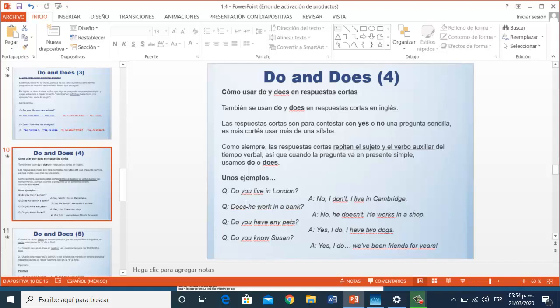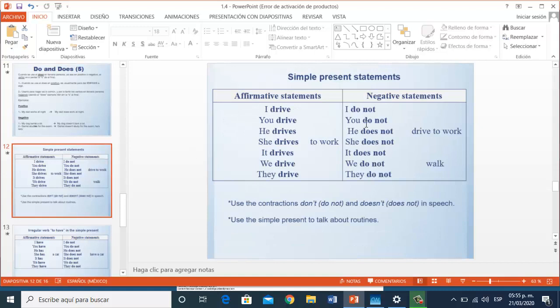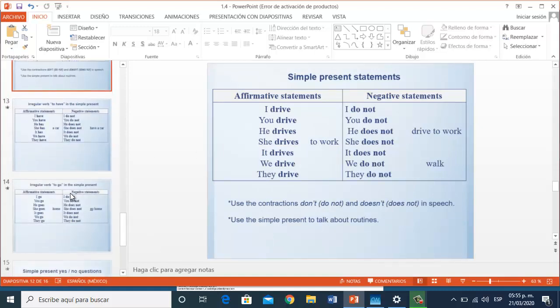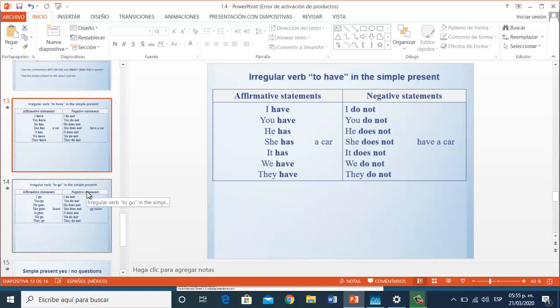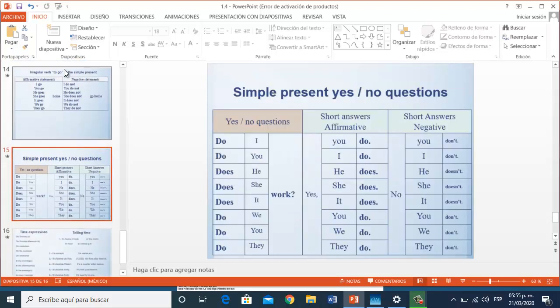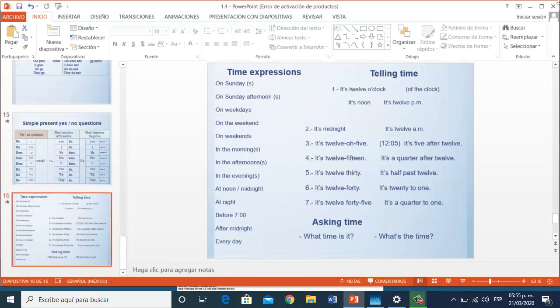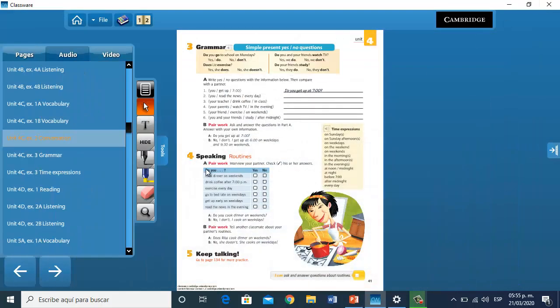And you have more examples in your slides. I encourage you to study them again so you can have more tools for your homework. We saw verb to have, to go, and the question structure that I was mentioning before. And okay, let's go back to the book.